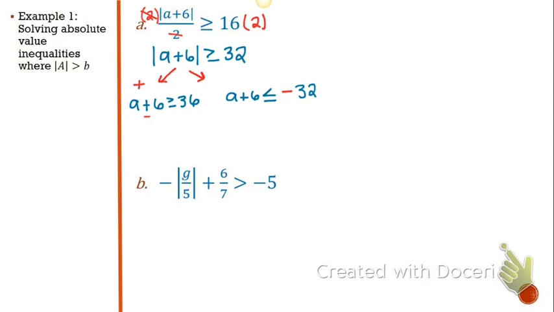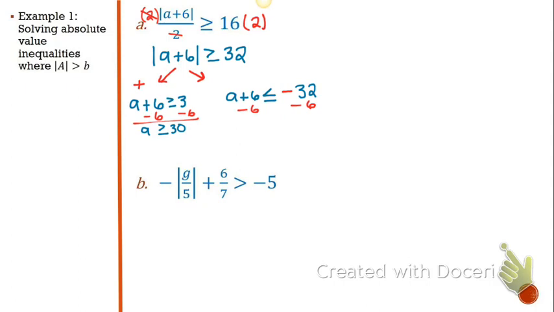Now we're ready to solve. So I'm going to subtract 6 on both sides, and we get a is greater than or equal to 30. Now let's do the other side. Subtract 6 on both sides. And I just caught my mistake. I wrote 36 instead of 32 on this side.